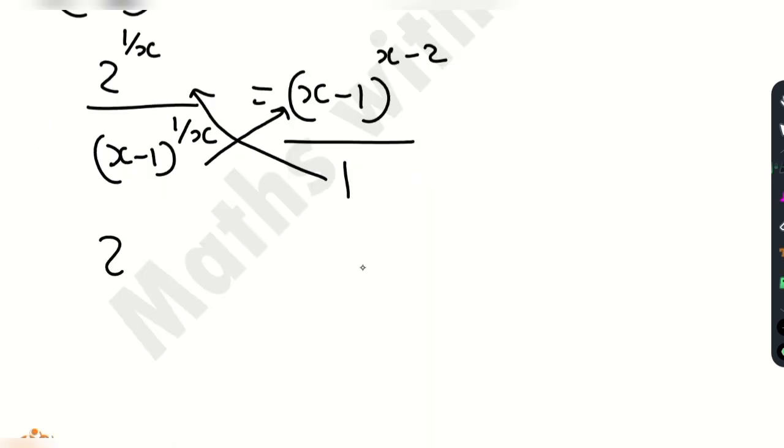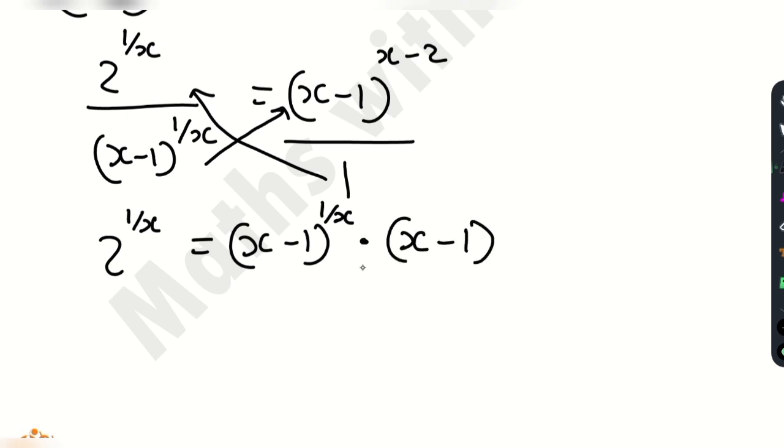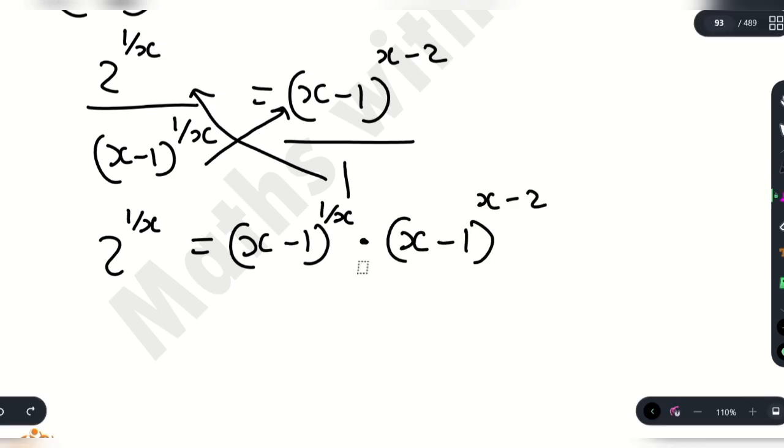I'm going to have 2 raised to the power of 1 over x is equal to x minus 1 in bracket raised to the power of 1 over x, times x minus 1 raised to the power of x minus 2. Now what can you see? They have the same base. This is x minus 1 here, and this is what?